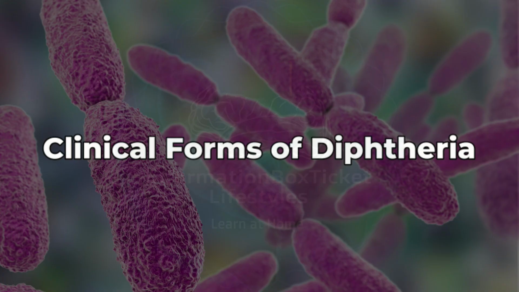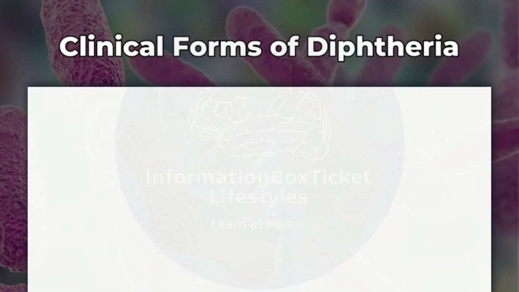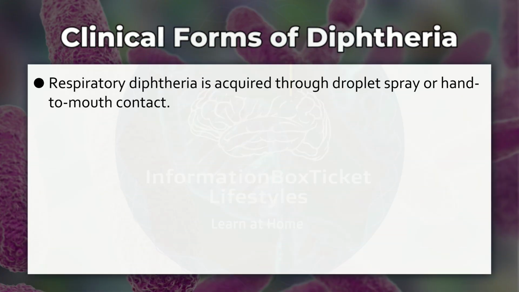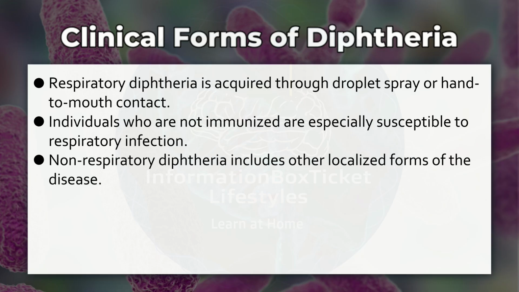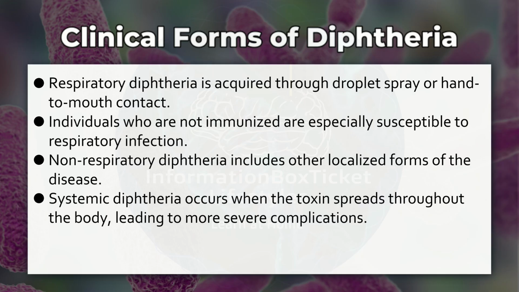Clinical forms of diphtheria. Respiratory diphtheria is acquired through droplet spray or hand-to-mouth contact. Individuals who are not immunized are especially susceptible to respiratory infection. Non-respiratory diphtheria includes other localized forms of the disease. Systemic diphtheria occurs when the toxin spreads throughout the body, leading to more severe complications.